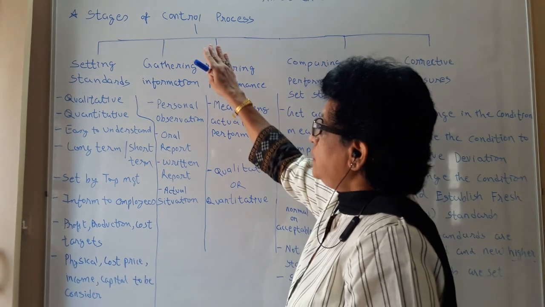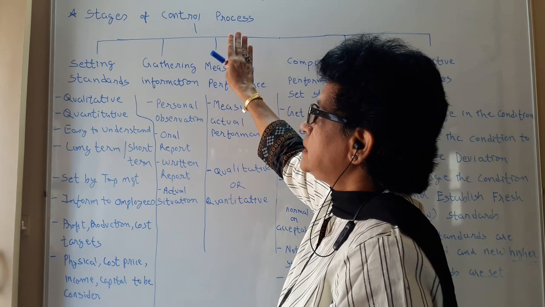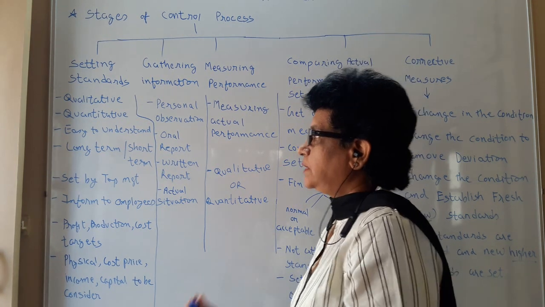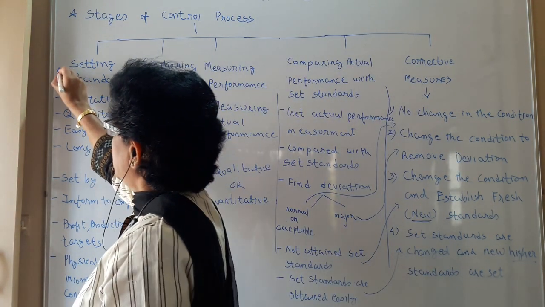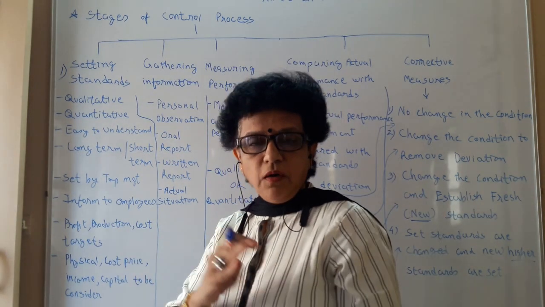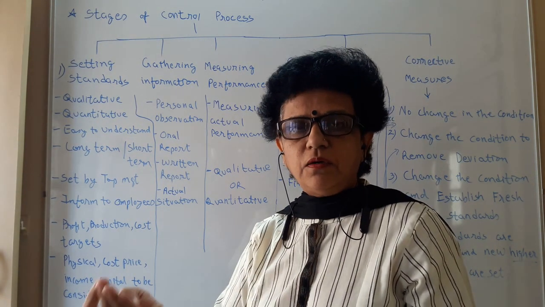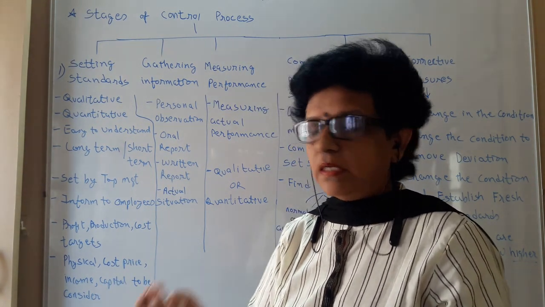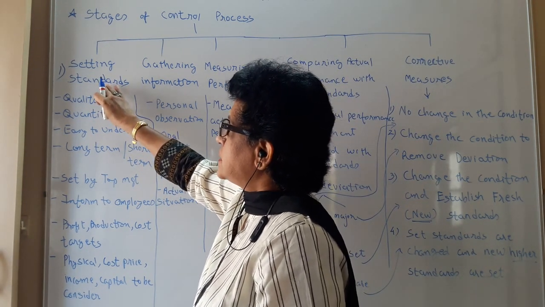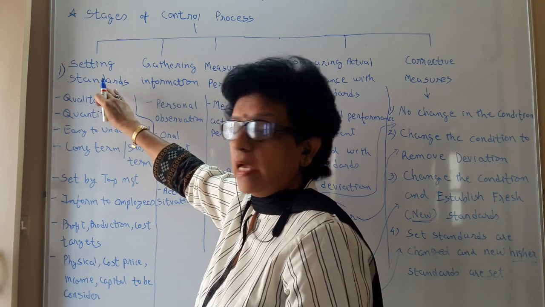So here, if you want to control the whole system, if the process is set, then how many steps are to be taken, how many activities are to be there. The very first, as you know, is setting standard. Without planning, controlling is not possible. We have observed that planning and controlling are the two sides of a coin. So the very first thing you need is setting of standard. Your standard must be clear. You must know what you want to achieve.